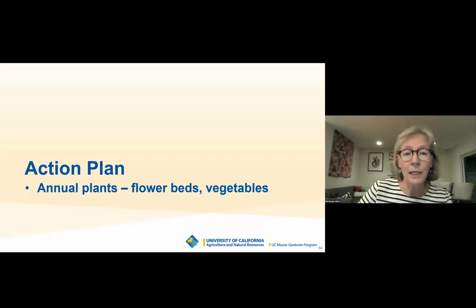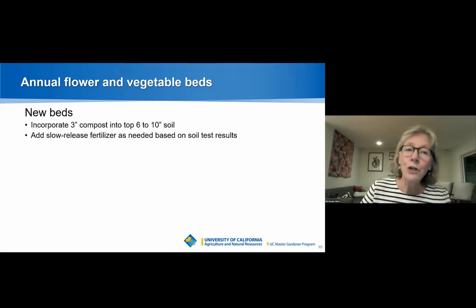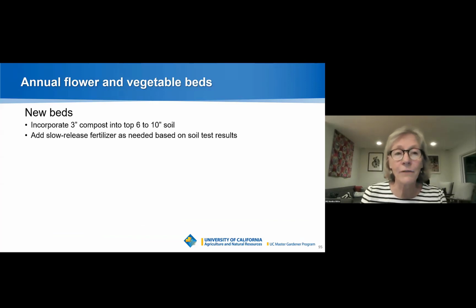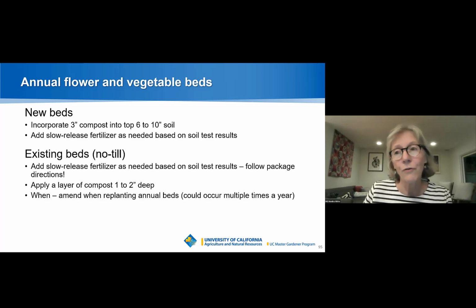So what about annual plants such as flowers and vegetables? For new beds, incorporate 3 inches of compost into the top 6 to 10 inches of soil and add a slow release fertilizer as needed based on the soil test results. For existing beds in a no-till situation, add a slow release fertilizer as needed and follow the package directions and apply a layer of compost 1 to 2 inches deep. When do you want to do this? When you're replanting those annual beds, and this could be several times a year.